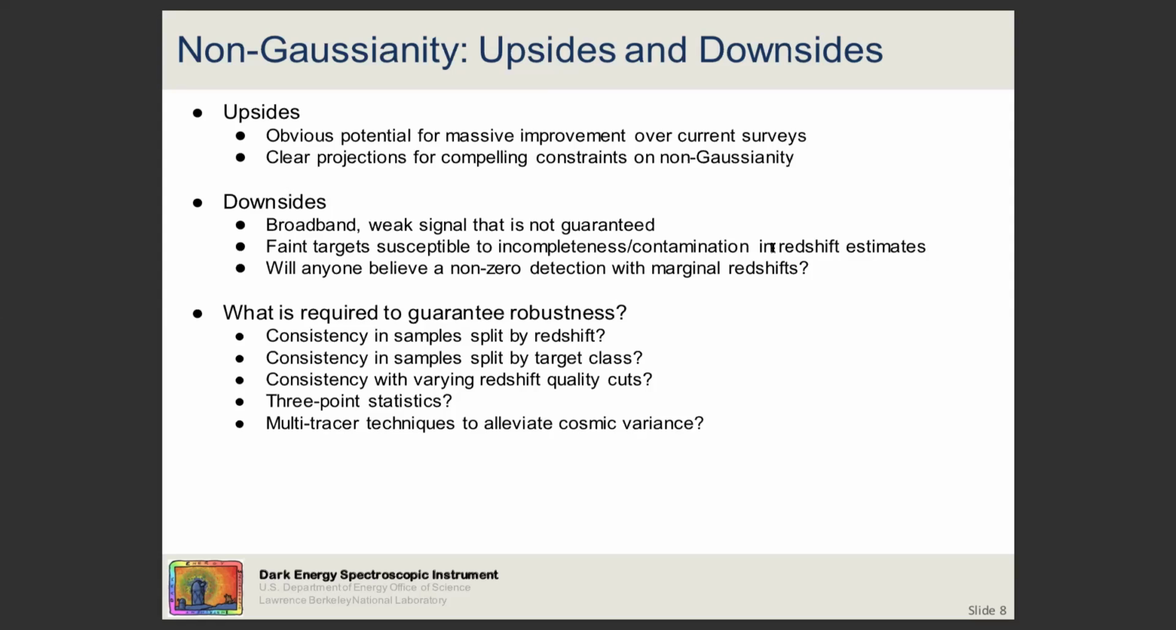So the question for everybody in this room is, what do we require in these measurements to guarantee that we're making a robust measurement? I just made up a few guesses myself. Do we need to have consistency in samples split by redshift, by data quality, by target class? Do we need to have consistency between 3-point statistics and 2-point statistics? Do we want to have some multi-tracer techniques with varying bias to alleviate cosmic variance? I don't know the answers, but I think if we really want to make an FNL program, we need to know what is required to make sure that it is a robust measurement at the end of the day.